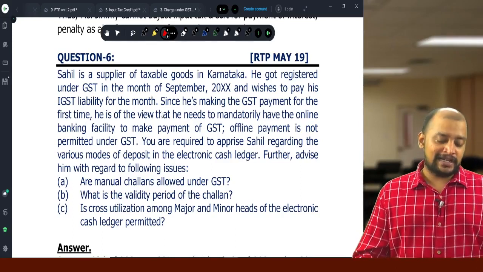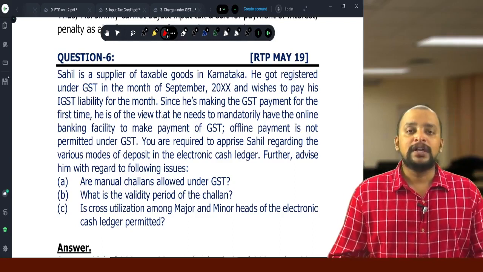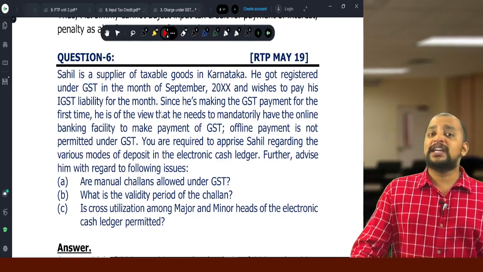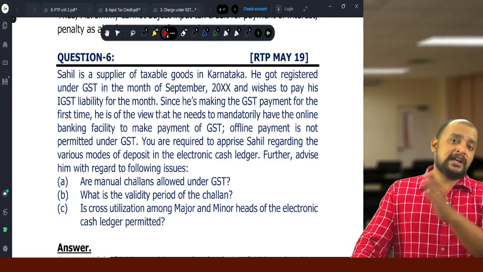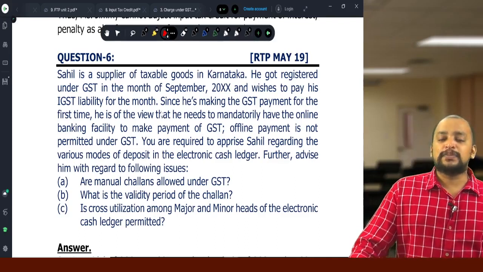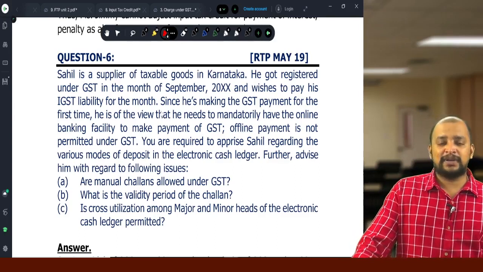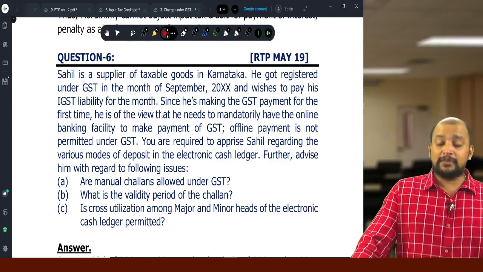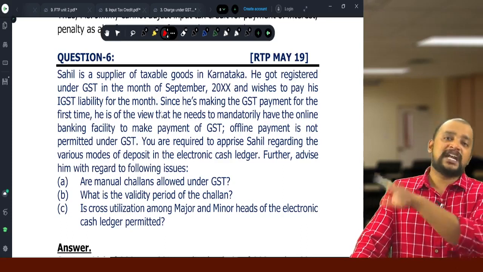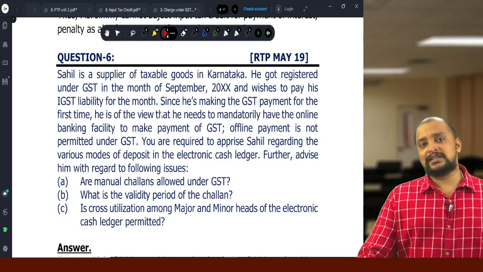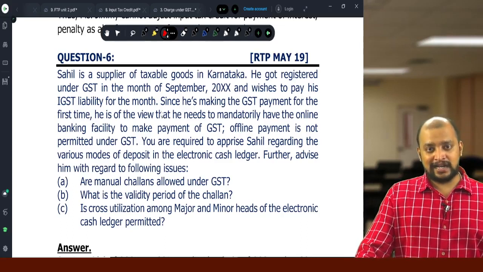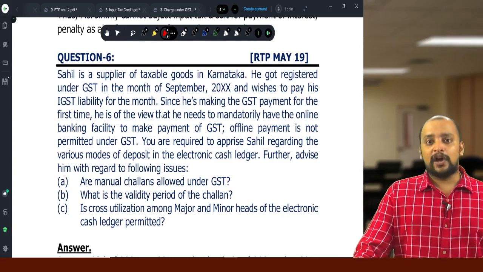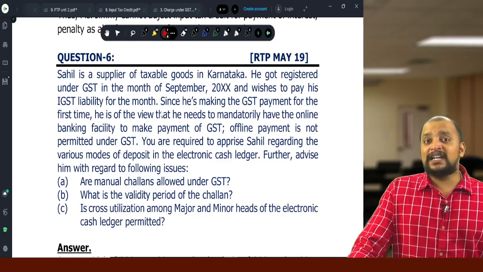Are manual challans allowed under GST? No. So, we have to make payment only as e-payment through challan. So, even if you are making offline payment, the challan has to be generated online, that is the PMT6 challan. GST PMT9 is for transfer. So, using that GST PMT6 challan, we can make the payment of liability. What is the validity period of that challan?